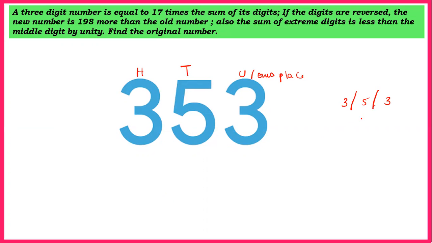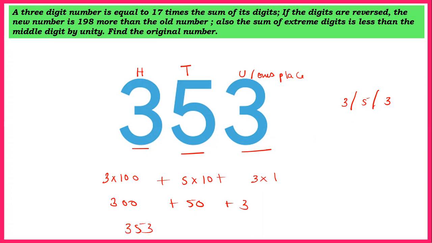Now using these digits 3, 5 and 3, how do we get 353? We multiply the digit in the hundreds place by 100. We multiply the digit in the tens place by 10, and we multiply the digit in the ones place by 1, and we add all of them. Now try adding them: 300 plus 50 plus 3 into 1 will be 3. That will be 353.